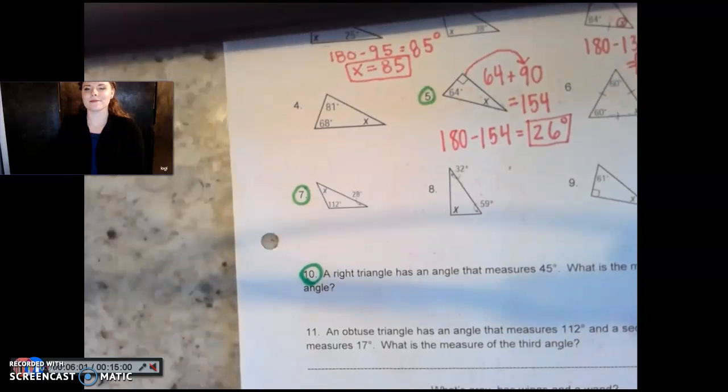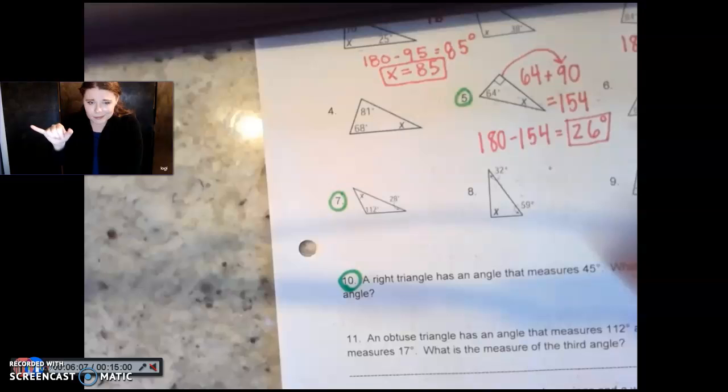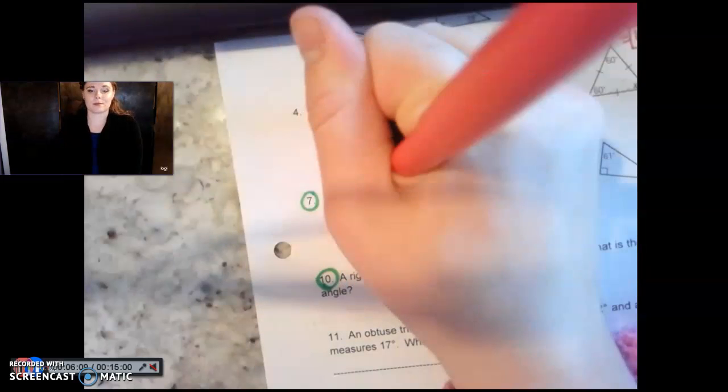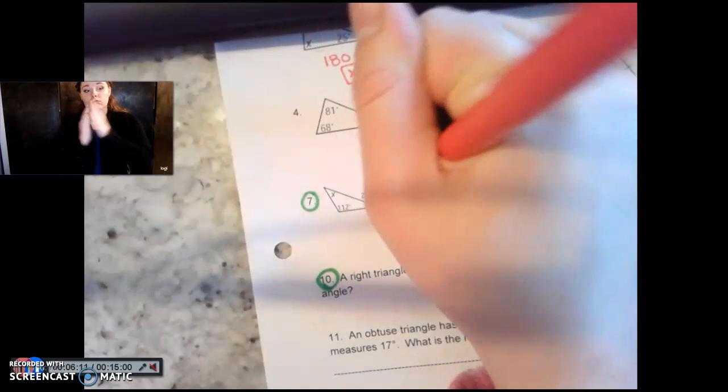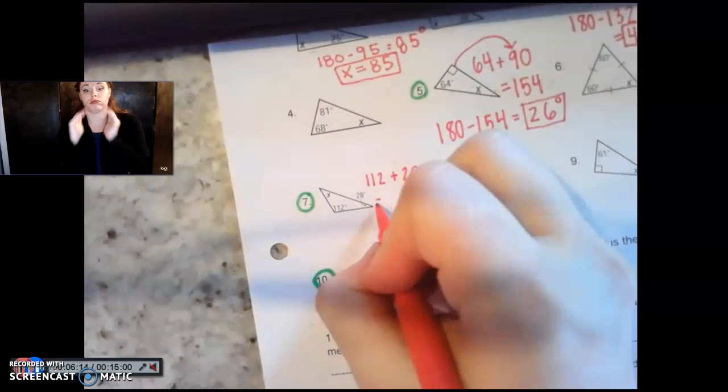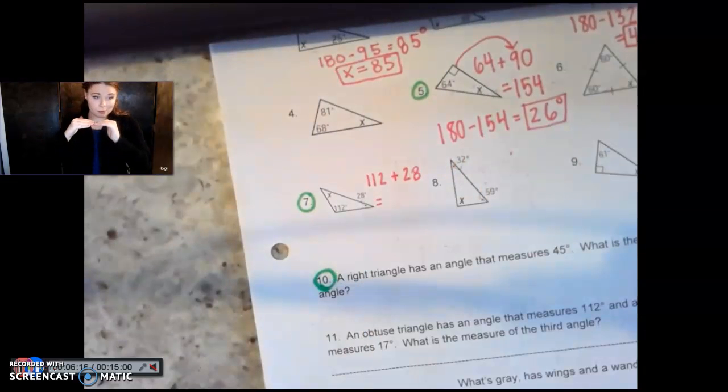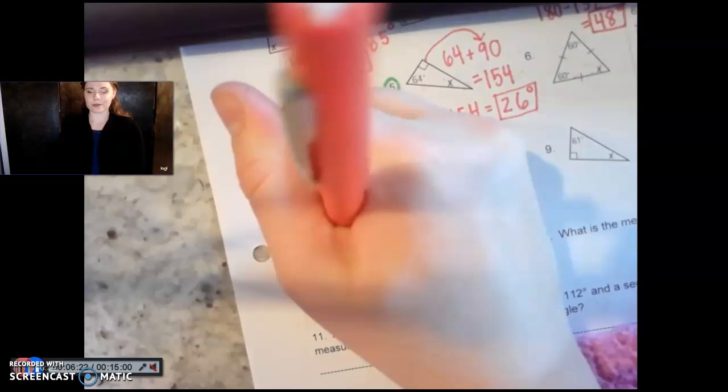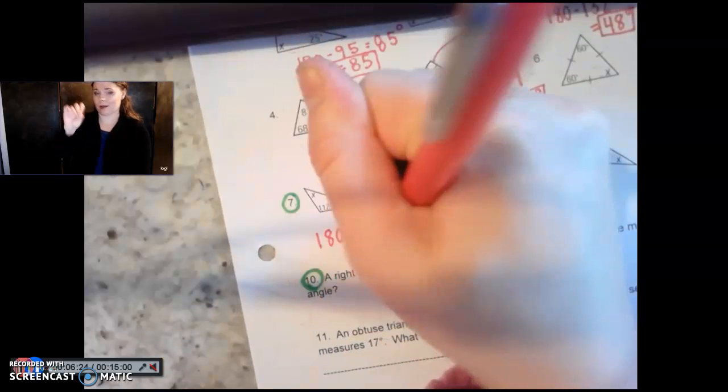The last type of example here is exactly the same. It's just another one to show you that you can have a large angle that's over 100 degrees and you're still adding them both. And you're still subtracting from 180.